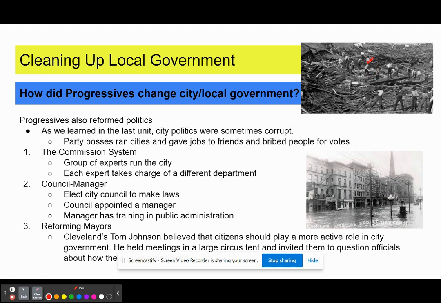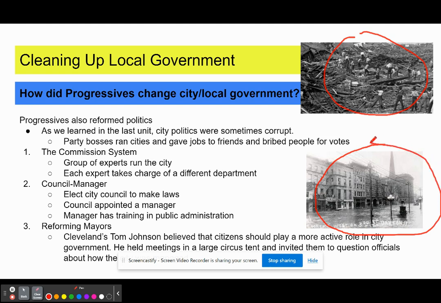And just to put a finer point on it, I have two pictures here. This picture is taken in, oh gosh, Galveston, Texas, and it was the result of a tidal wave that almost demolished the entire city. And this is actually from Dayton, Ohio, where there was a big flood.